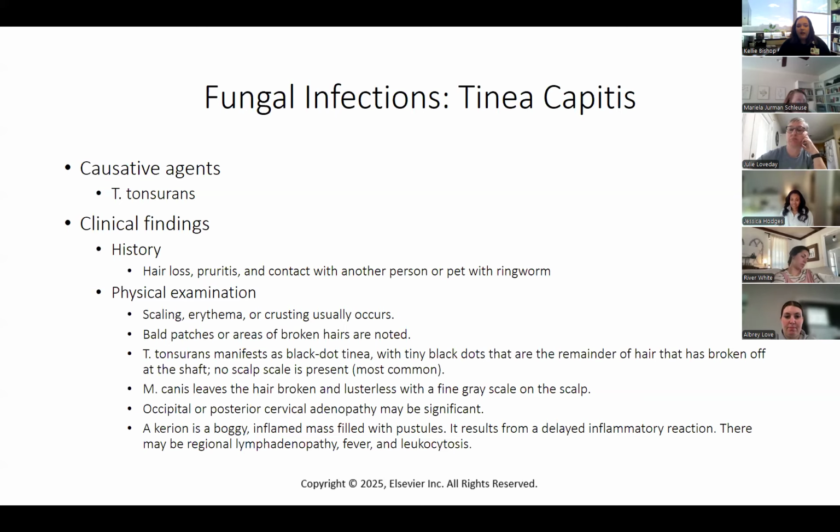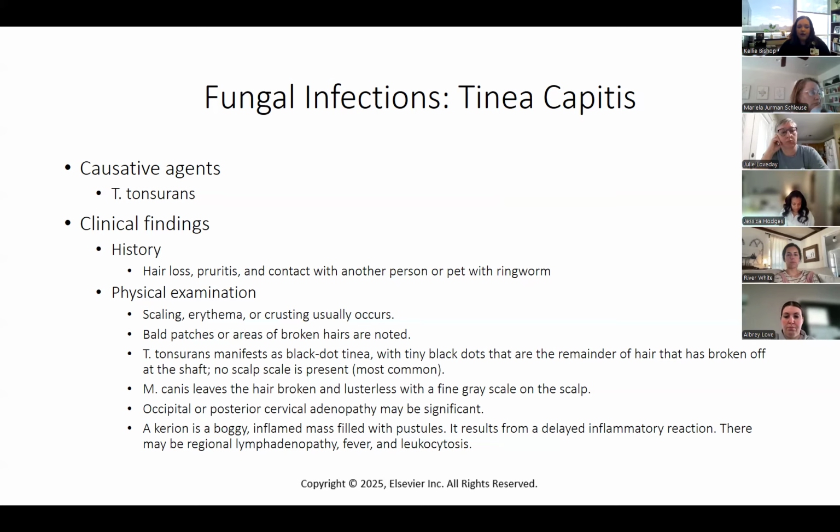So they'll have scaling, erythema, and crusting of the lesions. If it's on the scalp, they will often have bald patches or areas of broken hairs. You'll literally see the hair is broken off. And then they can also have black dot tinea. So it's lots of little black dots where the remainder of that hair has broken off at the shaft. Let's see. So with tinea on the head, they often will have lymphadenopathy, not always, but they can.